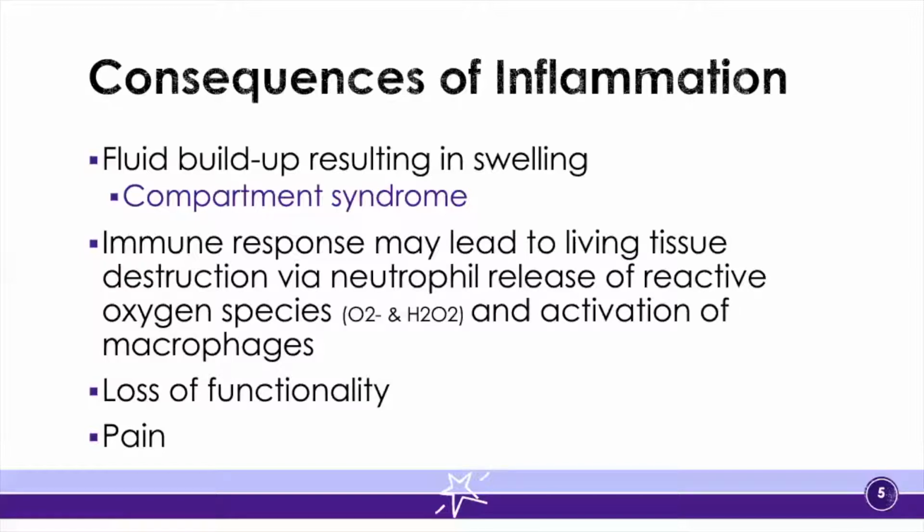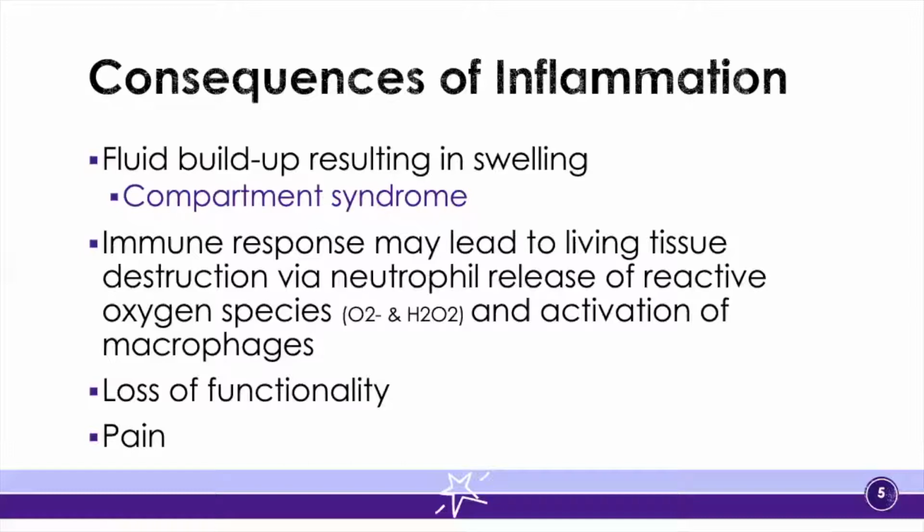Another consequence of inflammation is when neutrophils and macrophages are activated to start consuming all of the byproducts and all of the damaged cells and pathogens within the area. It also can start to digest living tissue and healthy tissue as well. So we can have a lot of destruction of healthy tissue if inflammation has gone rampant.